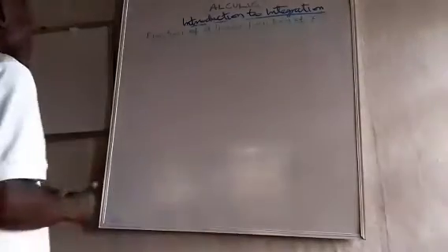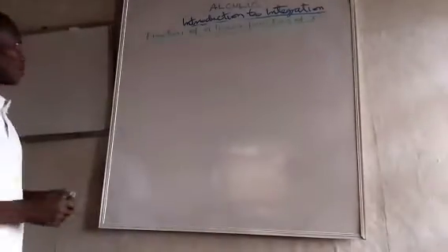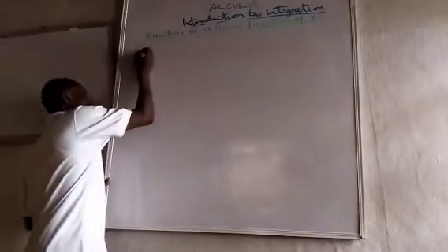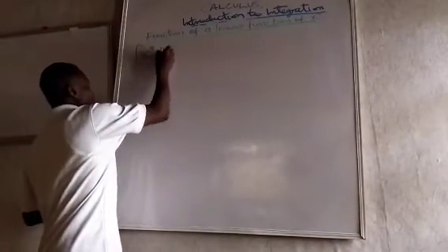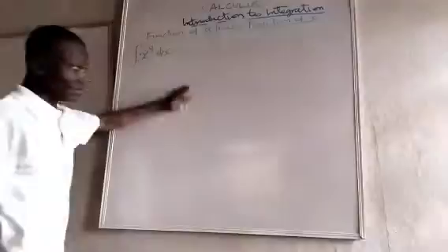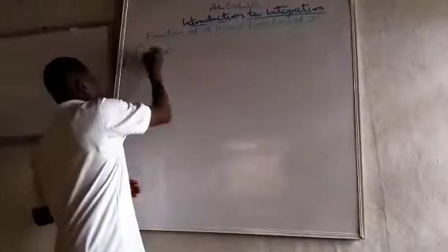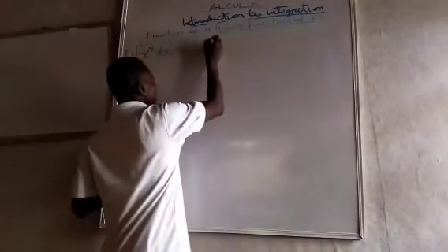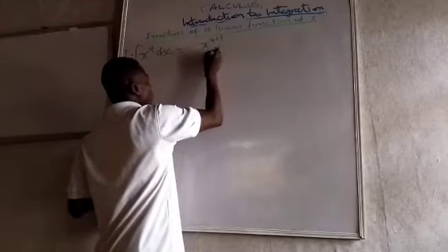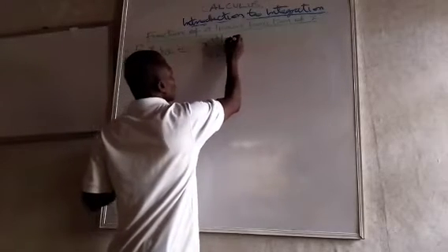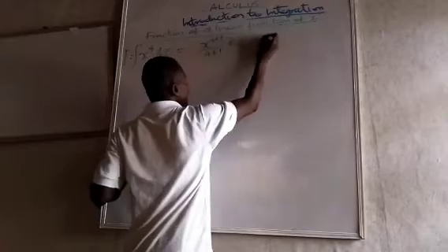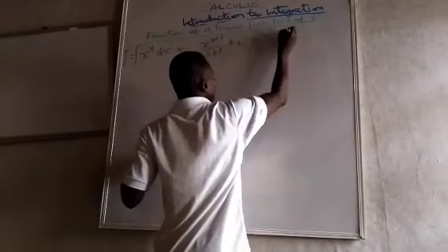Now let's look at a function of a linear function of x. If we have an expression like x raised to the power 4 and we integrate it, let's say I, it's going to give us x raised to the power 4 plus 1 over 4 plus 1 plus C, which is x raised to the power 5 over 5 plus C.